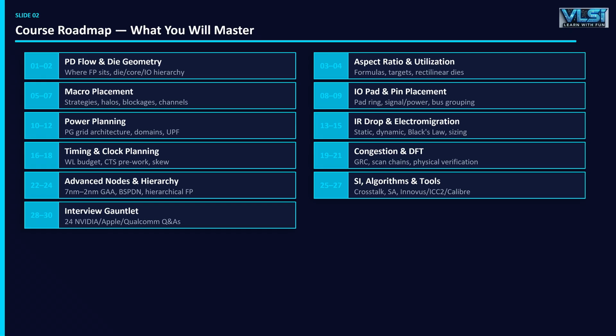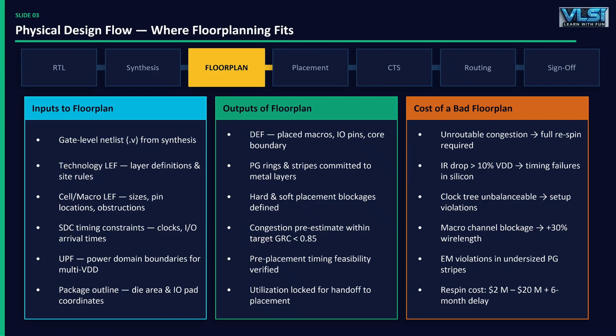Then timing and clock, this is performance. Then congestion and DFT, this is practicality. Then advanced nodes, signal integrity, tools, and finally interview level thinking. This roadmap is not just a list, it is transforming you into someone who can actually design chips. Now let's place floor planning inside the full design flow.